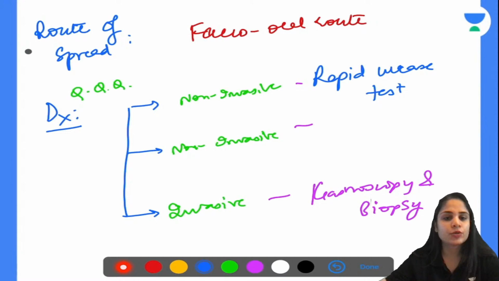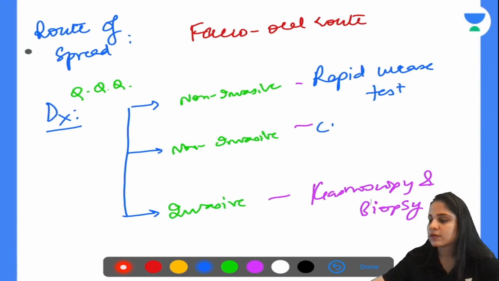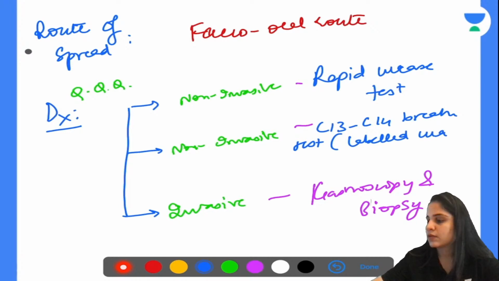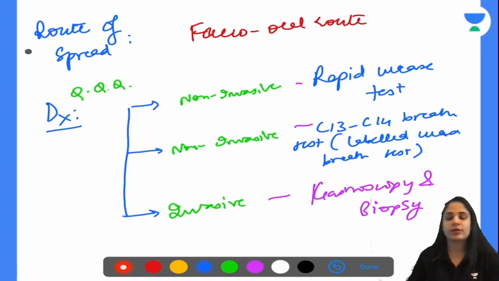Labeled urea breath test. Have you all heard of that? Okay. So you can also do the labeled urea breath test. That is also a non-invasive way of identifying H. pylori.